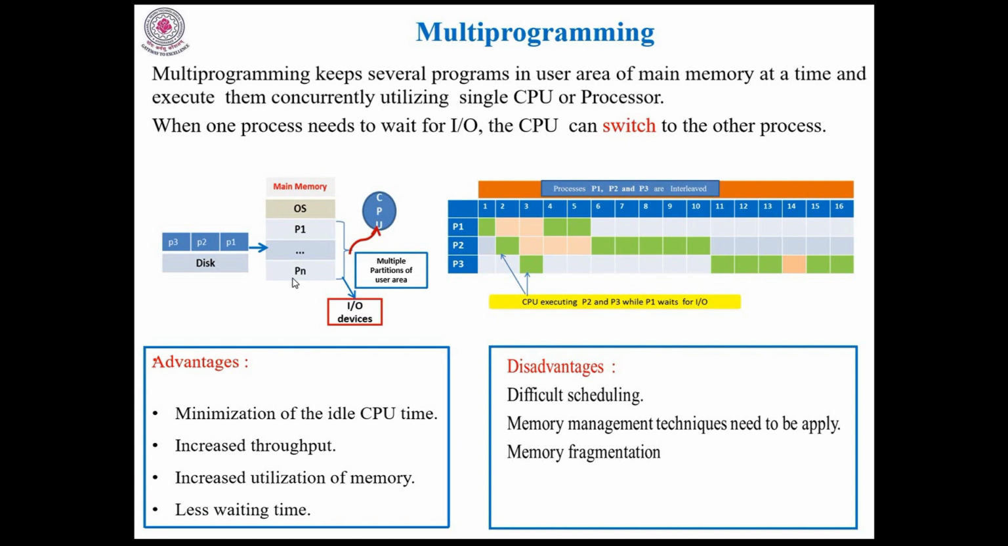Memory fragmentation. Let us look into this user area. The user area is divided into n number of partitions. Suppose the partition 1 size is 100 bytes, but my program size is 50 bytes. So that means the requirement is 50, availability is 100, 100 minus 50, then still there is a gap. If it is a fixed partition, there is a possibility of internal fragmentation. And this is what I explained in the multiple partition allocation and single partition allocation.